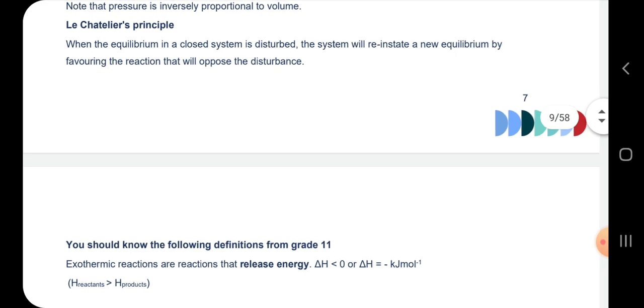When the equilibrium in a closed system is disturbed, the system will reinstate a new equilibrium by favoring the reaction that will oppose the disturbance. That's why I said when you're trying to increase a reactant, the system will decrease it and increase the product. When you're trying to increase the product, the system will reject what you're trying to do and decrease the product and increase something else, which is the reactant. So it will always work against you when it's in equilibrium. Please take note of that.